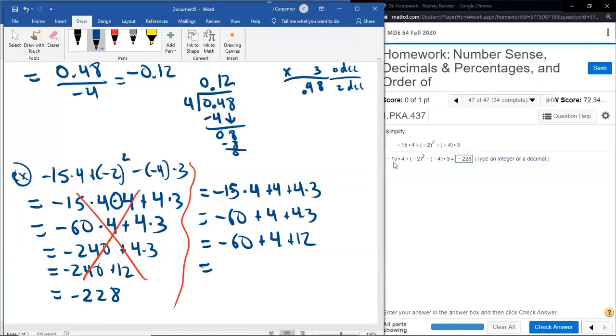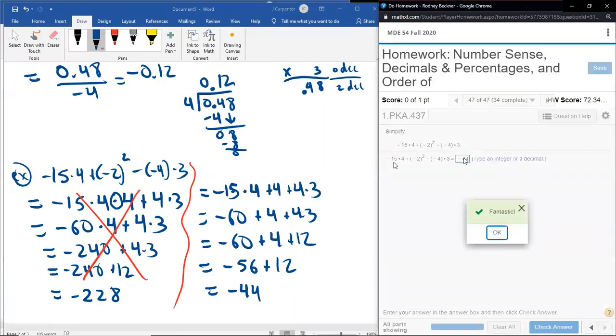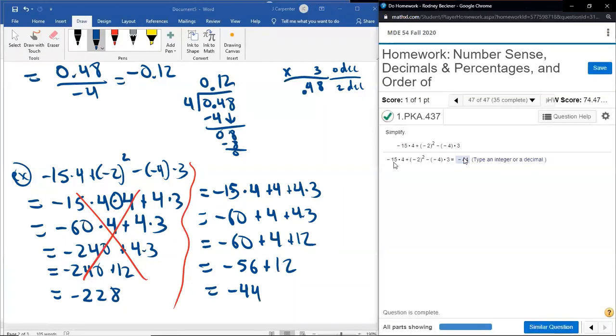Now we do our additions. Negative 60 plus 4 would be negative 56. Different signs, subtract, keep the sign of the larger, and then plus our 12. Once again, different signs, so we subtract and keep the sign of the larger. 56 minus 12, well, 6 minus 2 is 4. 5 minus 1 is 4. So negative 44. Let's see if we can get it right on the second try. Drum roll. There we go. We got it.